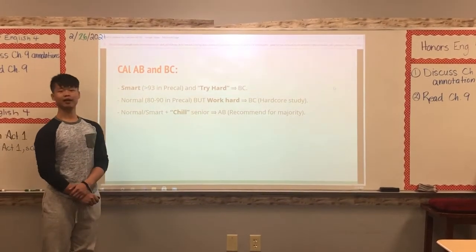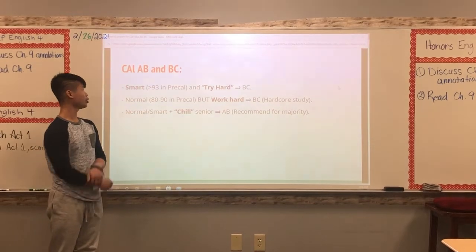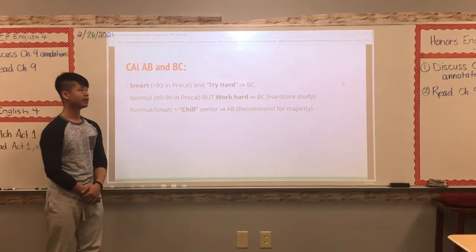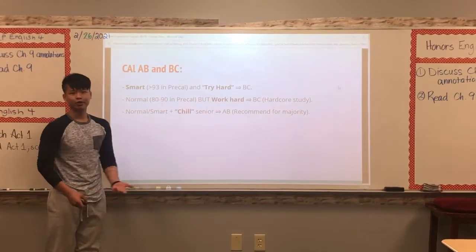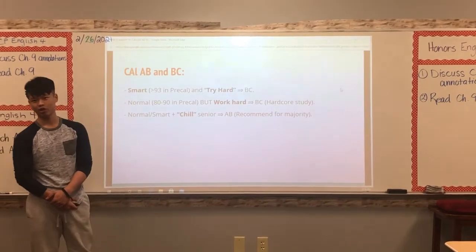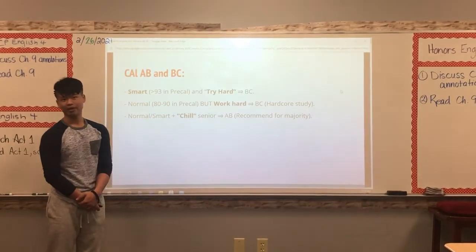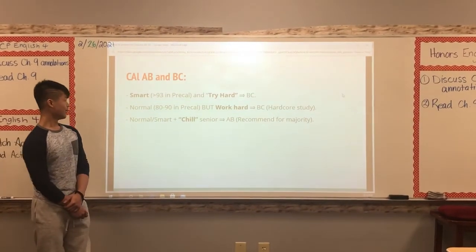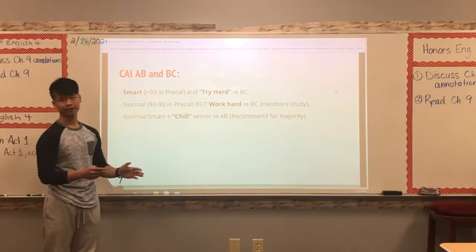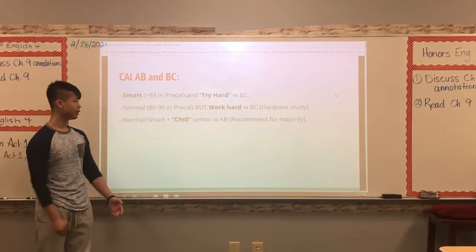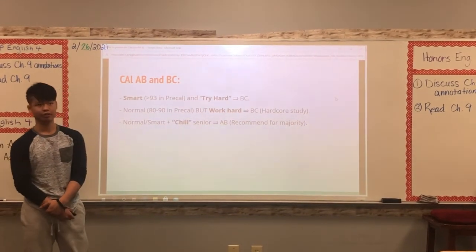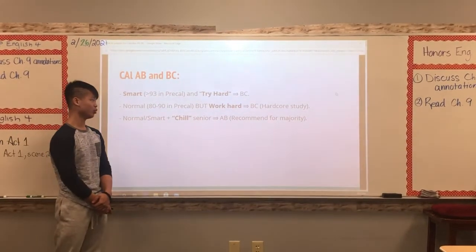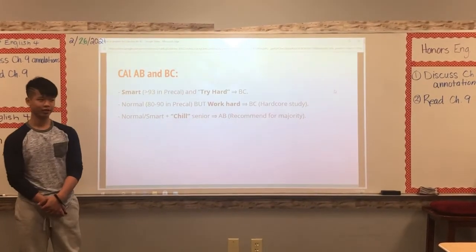And for my last advice, for what choice you should make between AB and BC: if you are really smart, you have above a 93 in your pre-cal class, and you just want to try really hard to get stuff like scholarships, and I don't know, but if you're a try-hard person, then just go straight for BC. It's not a big deal for y'all. If you are just a normal person, 80 to 90 in that range in pre-cal, but you also work really hard, you are a hard-working person, then you could go for BC, but you need to work very hard, especially for a lot of stuff.